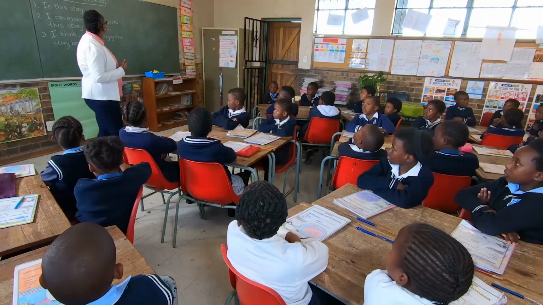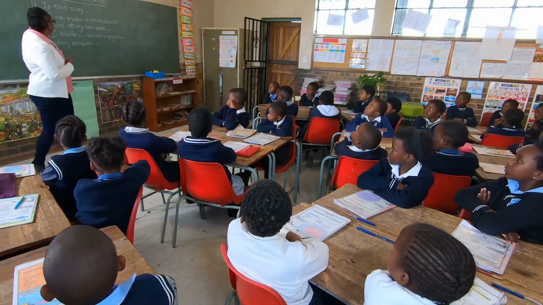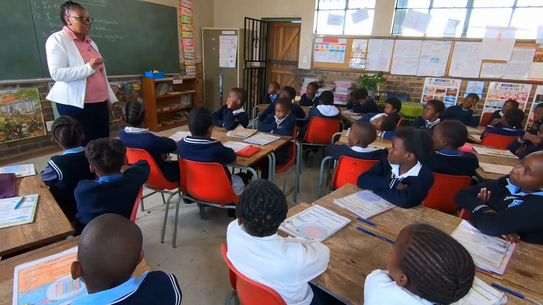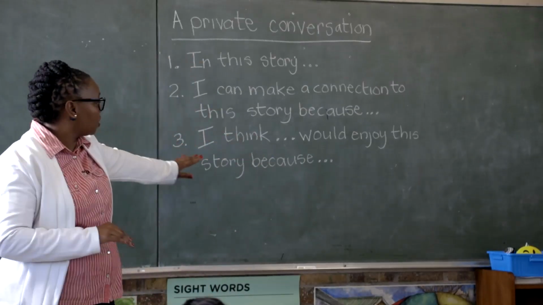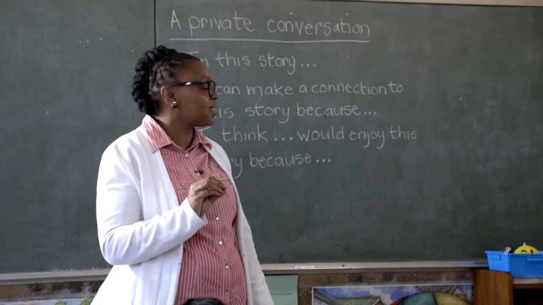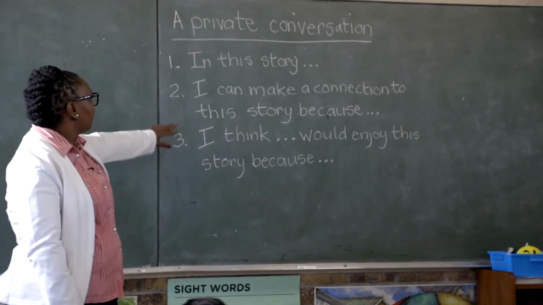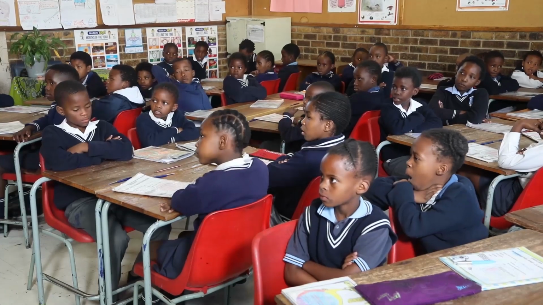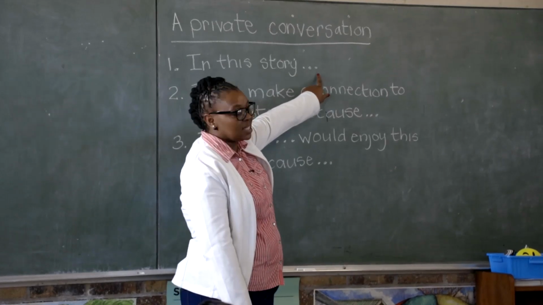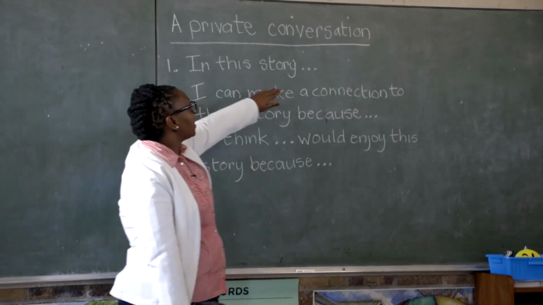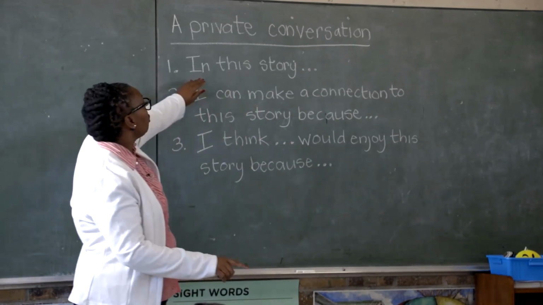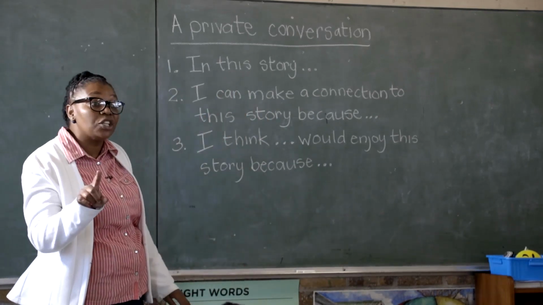So I've got a few questions here, 3 questions about a private conversation that I want you to answer. Right, I want us to go through the questions first. Then you will get an opportunity to answer the questions later. Right, the first question says, in this story, right, it's incomplete. Can you see the 3 dots here? It shows that this is incomplete and you have to complete it. So you complete it with the information from the story.